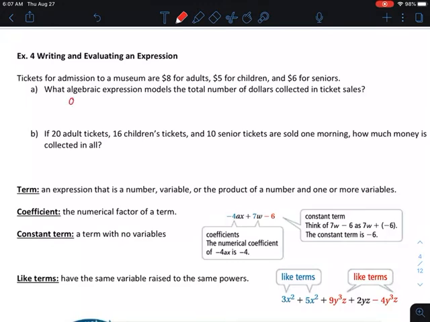So I'm going to take a moment. I'm going to use A to represent the adults. I'm going to use C to represent the children. And I'm going to use S to represent the seniors. Once I'm able to identify my 3 variables, I have 8 for each adult. That means I'm going to take 8 and multiply it by the number of adults. I'm going to take 5 and multiply it by the number of children. And I'm going to take 6 and multiply it by the number of seniors.